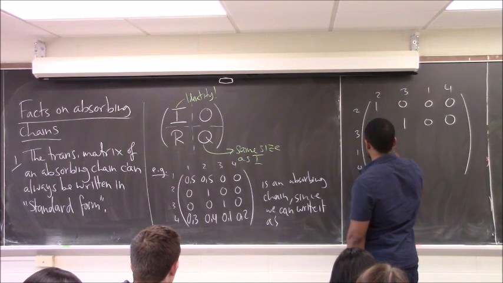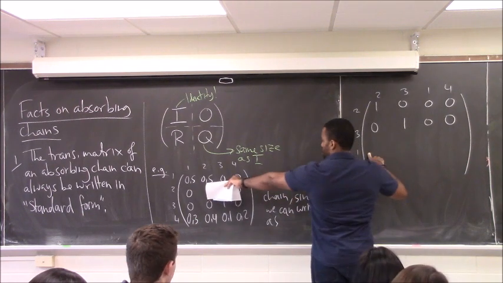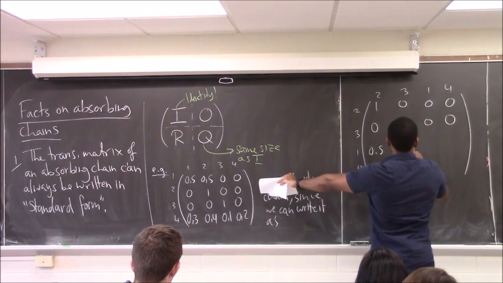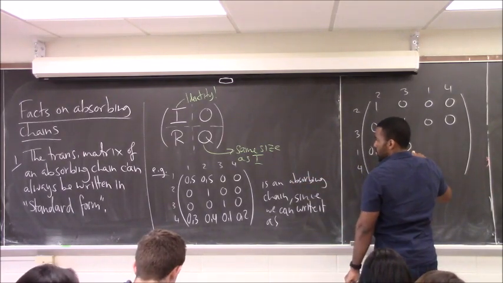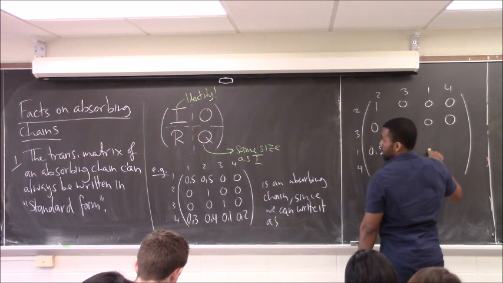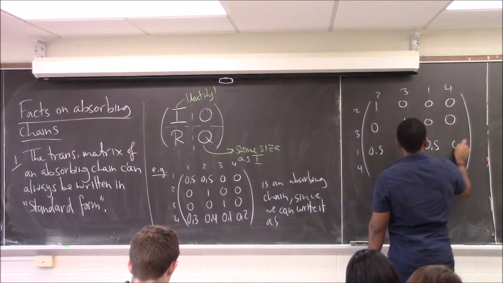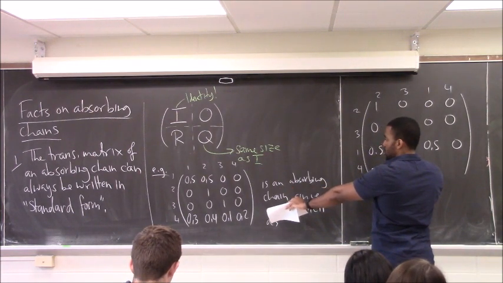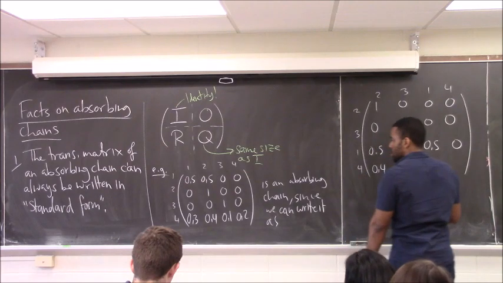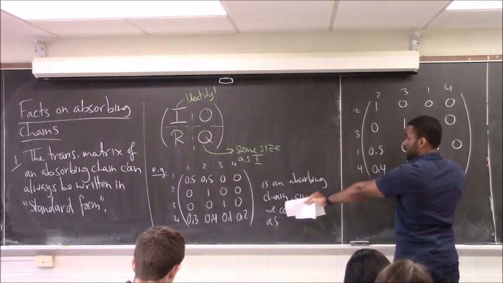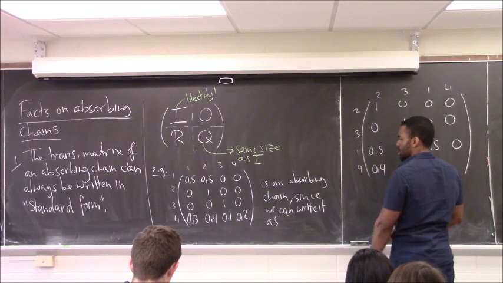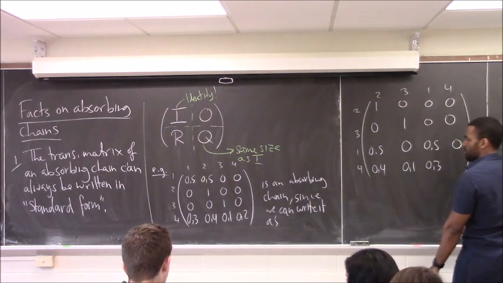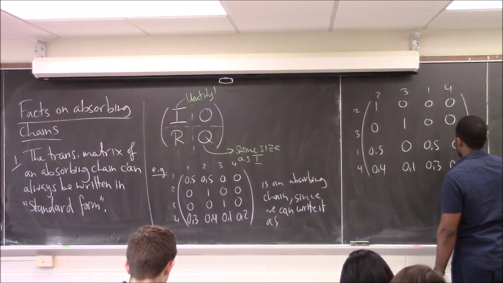And now 1 maps to 2 with probability 0.5. 1 maps to 3 with probability 0. 1 maps to itself with probability 0.5, these map to 0. 4 maps to 2 with probability 0.4. 4 maps to 3 with probability 0.1. 4 maps to 1 with probability 0.3. And 4 maps to itself with probability 0.2.